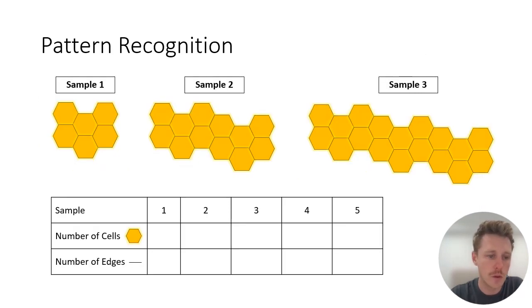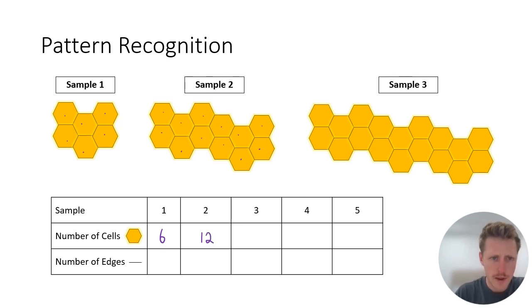Okay, one way to approach this problem to work out the relationship between some of these variables is just pattern recognition. So let's have a look if we can do that. So for sample 1, let's work out the number of cells. So we've got 1, 2, 3, 4, 5, 6. We've got 6 cells. Let's count for sample 2. 1, 2, 3, 4, 5, 6, 7, 8, 9, 10, 11, 12.